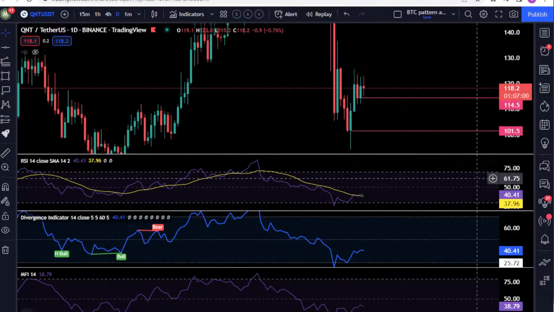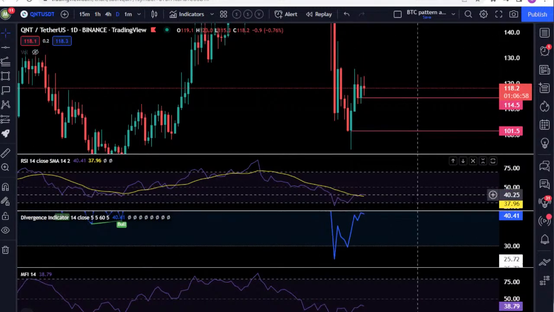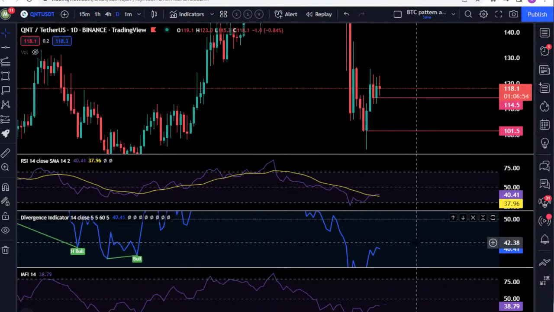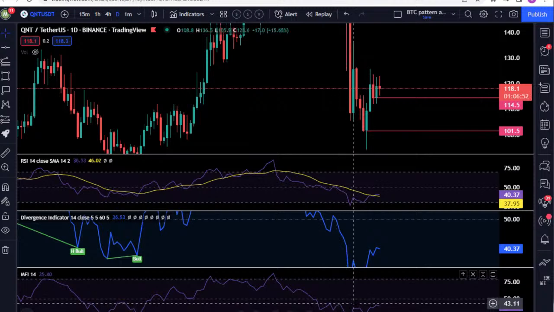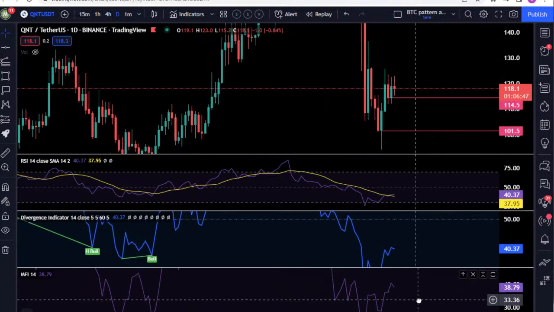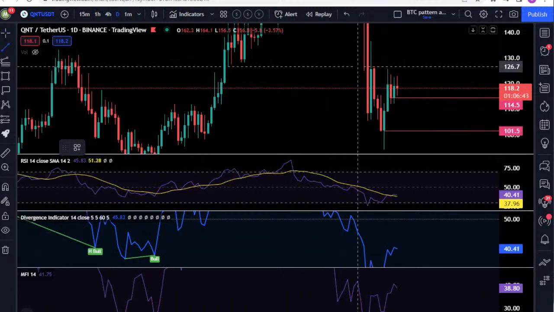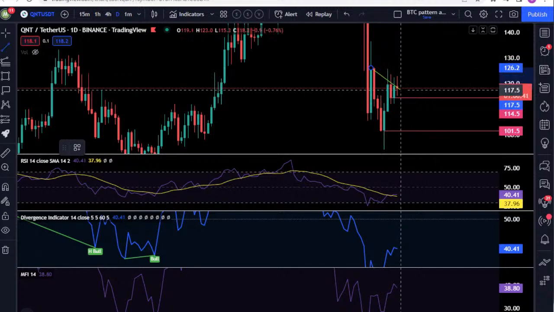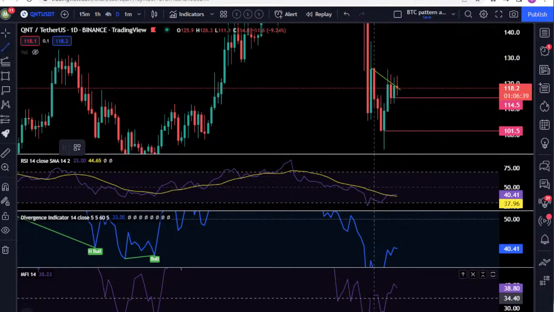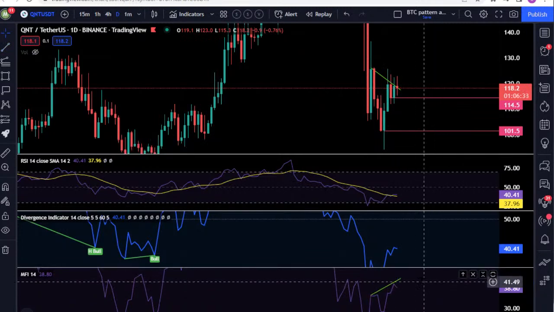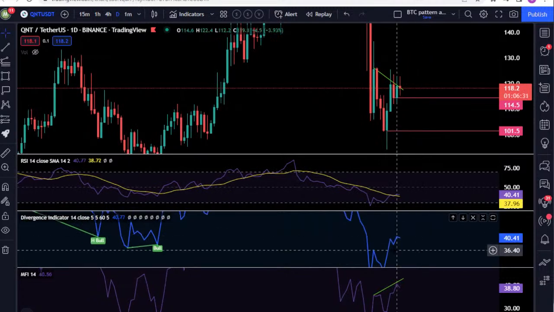On the daily, nothing here, nothing major, no divergences over here. On the money flow, as you can see, we are having lower highs and we're having higher highs. That is hidden bearish div. That is a continuation pattern, sorry.